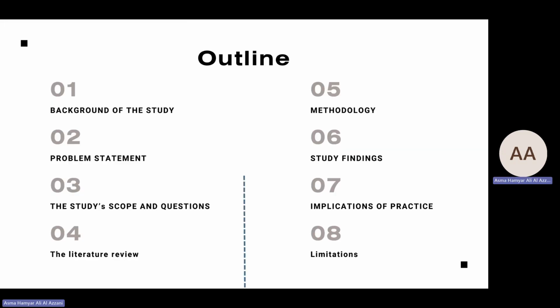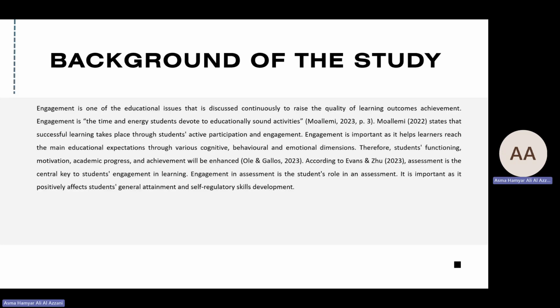During this presentation, at the beginning, I'm going to present the background of the study. After that, I'm going to present the research problem statement, then the research scope and questions. After that, I'm going to present the research literature review, the research methodology, the research findings, the research implications of a practice, and I'm going to conclude this presentation by presenting the study limitations. Let's start with the first point, which is the background of the study.